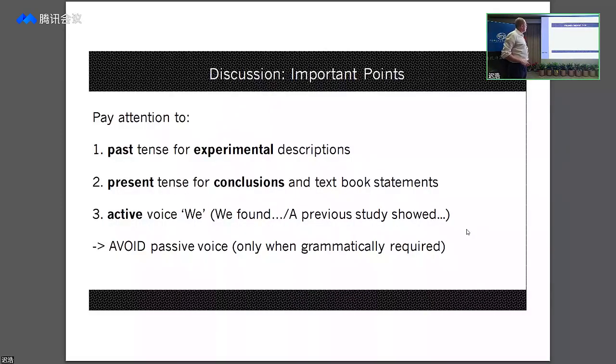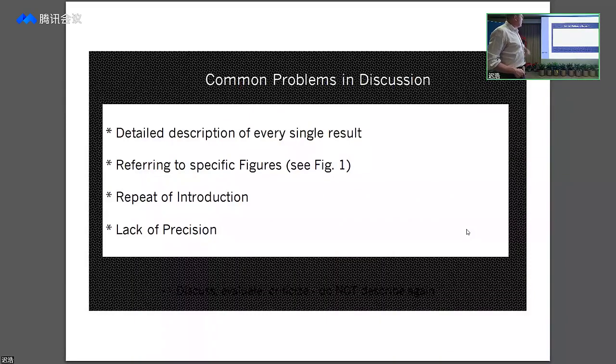So, important points again. The discussion causes a lot of confusion with past tense and present tense. As you are aware by now: past tense for past actions, when you describe what you have done; present tense for conclusions and factual statements. Try to use more active voice. This is really important. If you keep using passive voice, we have no idea what you're talking about. Who has actually done this study?